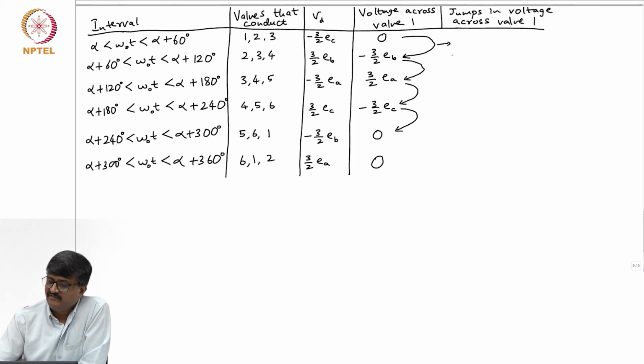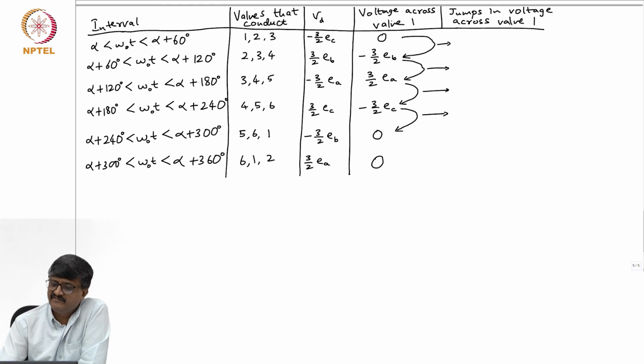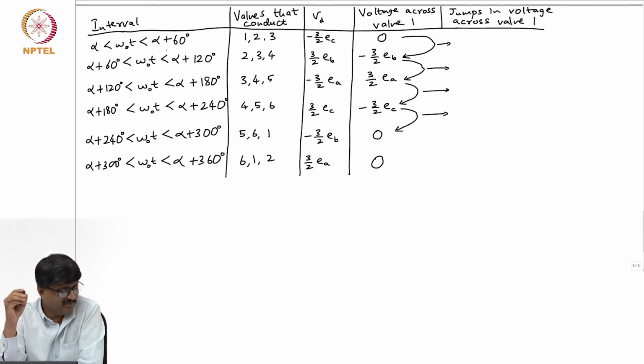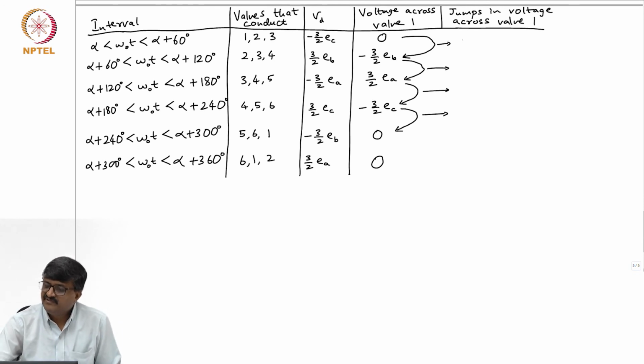So if I want to know the 4 jumps, what I need to do is take the difference in these two expressions and evaluate it at the corresponding instant. So the first jump is minus 3 by 2 Eb minus 0, evaluated at alpha plus 60 degrees. Similarly, the second jump is 3 by 2 Ea plus 3 by 2 Eb, evaluated at alpha plus 120 degrees, and so on. So I'll leave it to you to verify that these jumps are given. Right?